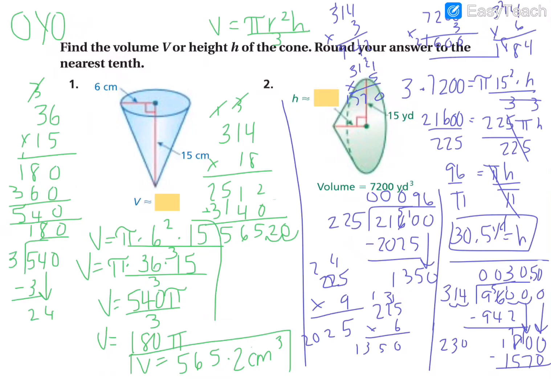It's kind of hard to see, but here is the answer for the first one. I rounded to the tenths because it just doesn't make sense to go one more place value when you don't need to. And this one's hard to see, so let me highlight that one in green. Our final answer here is 30.5 yards.